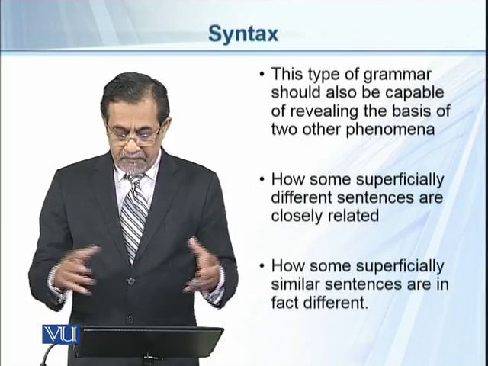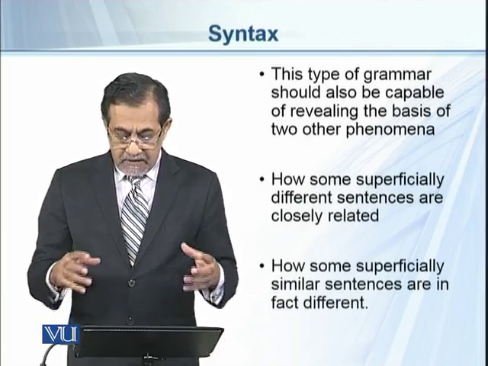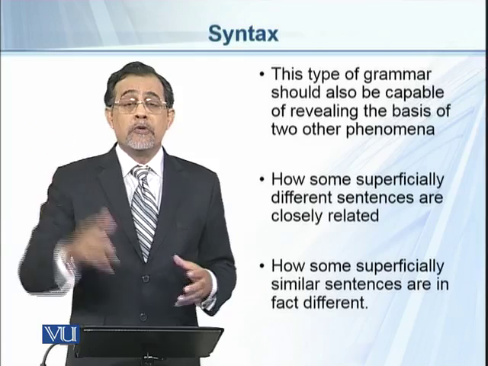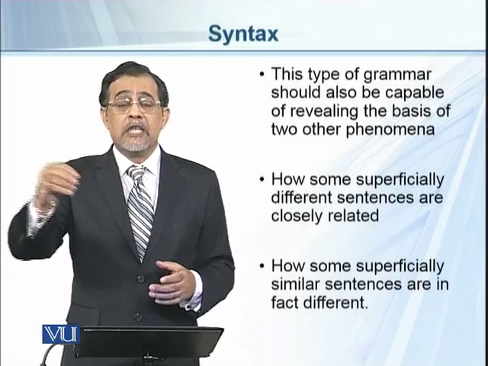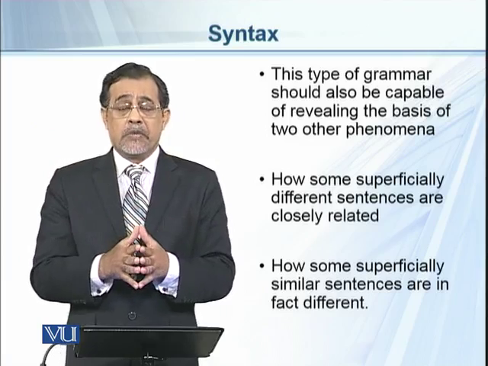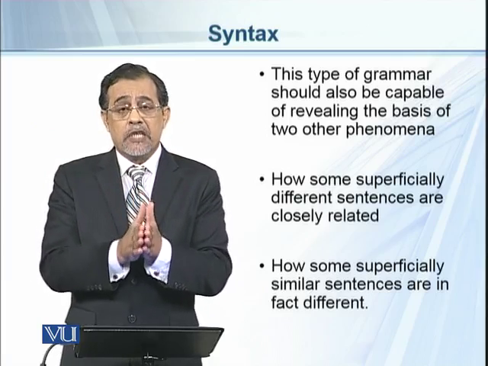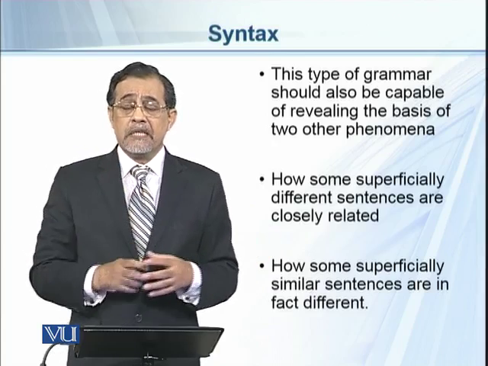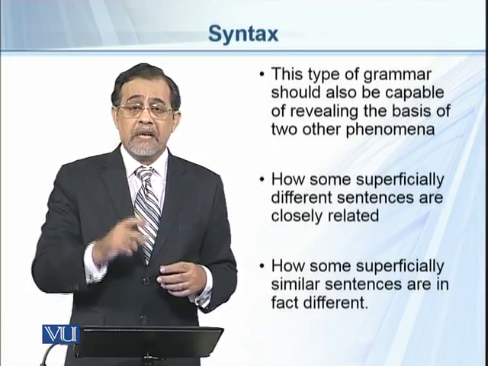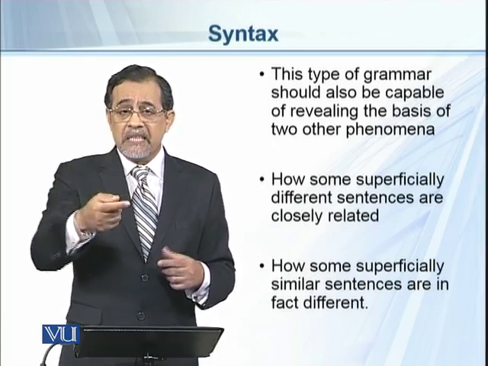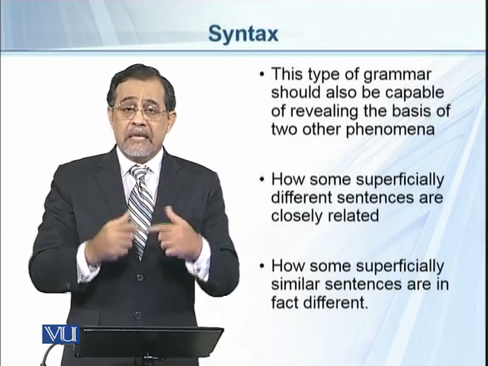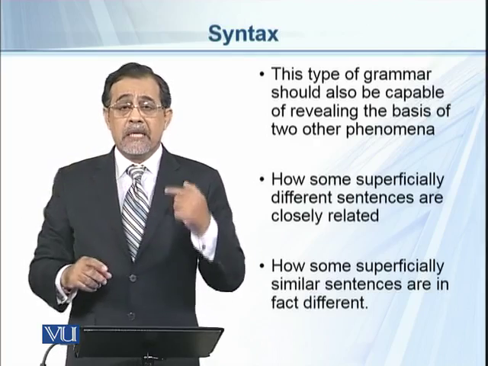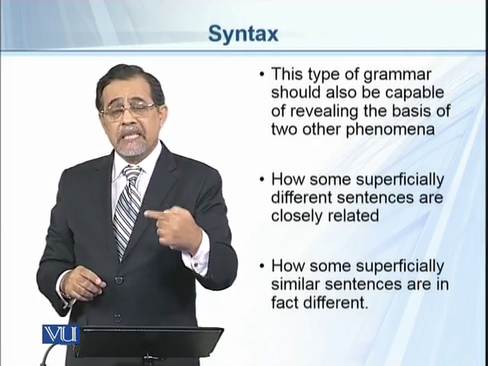Similarly, how some superficially similar sentences are in fact different. For example, the king is easy to please and the king is eager to please. If you look at these two sentences, they have similar structures, but so far as their meaning is concerned, they are different. In the king is easy to please, the king can be pleased, and in the second, the king is eager to please, the king is the subject of pleasing, right?